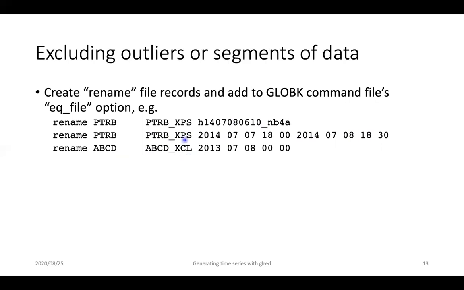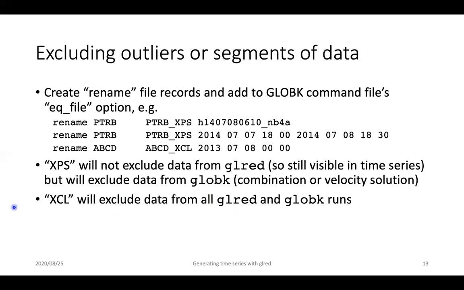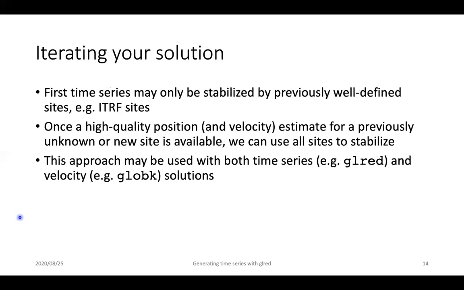I prefer to use XPS because I like to see the outliers in the time series and know that I have added a rename command. So I say XPS will not exclude the data from GLRED, so it's still visible in the time series, but will be excluded from GlobK when we eventually come to do the velocity solution. XCL will exclude the data from all runs, GLRED time series runs and GlobK velocity runs.